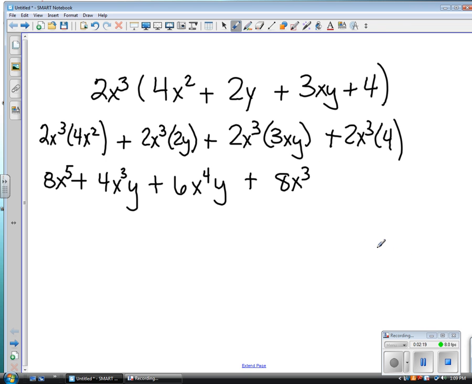Now you need to go back and see if there are any terms that are exactly alike. This is x to the 5th, and I have no more x to the 5th powers. x cubed y, I have no more x cubed y's. Here I have x to the 4th y, I have no more of those, and I have x to the 3rd. Is this in standard form? No. What would make it in standard form?